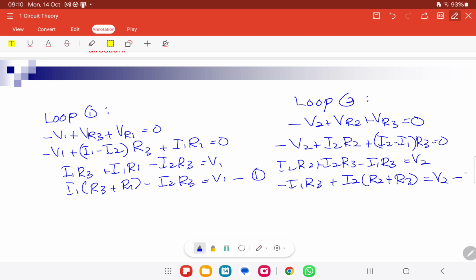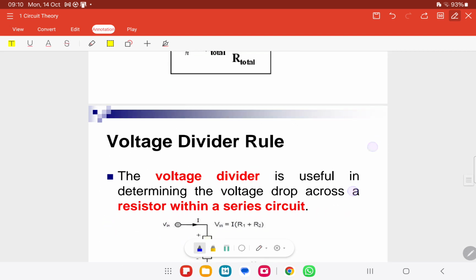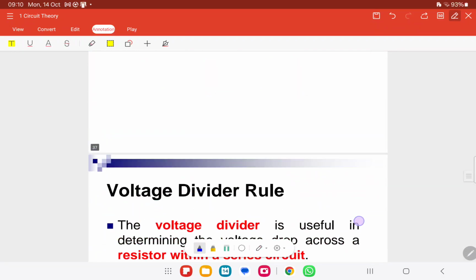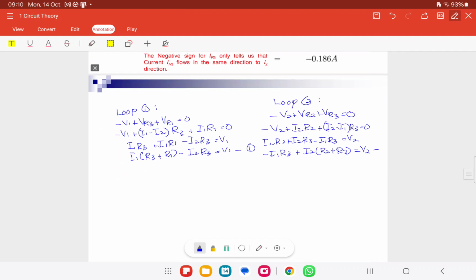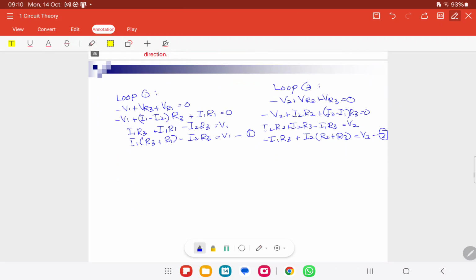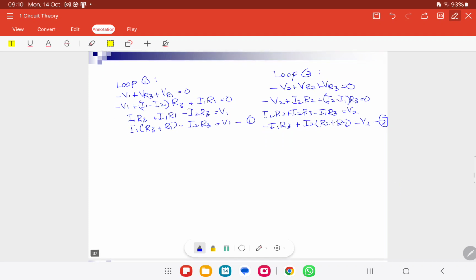Okay, so we have 2 equations, equation 1 and equation 2. Okay, anyone get the answer for I1 and I2? Anyone?